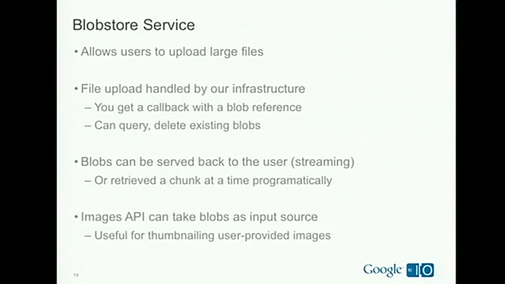And finally, the images API has been modified to take blobs as input data. So this is very useful, for example, if you want users to upload profile pictures. They may have just taken it off their digital camera and not really have a sense for the fact that it's a 5 megabyte image. This allows them to upload it to blobstore, and then you can still thumbnail it down to a reasonable size for storage in your application. So let's take a quick look at the application code that actually implements this.